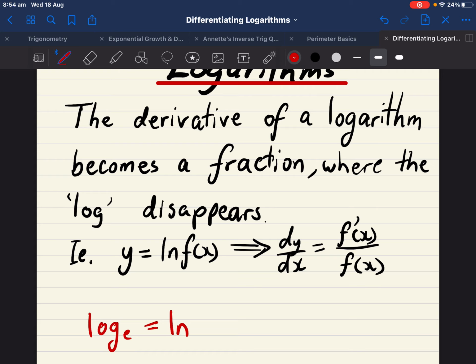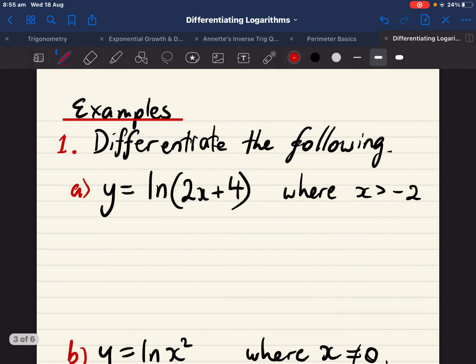Anyway, the way we differentiate the logarithm: if you've got ln of f of x, when differentiating it'll just become f dash x all over f of x, where f dash x is the derivative of the function, all over just the function as it was. It might look a little bit confusing until you start seeing some examples, so let's get straight into that now.